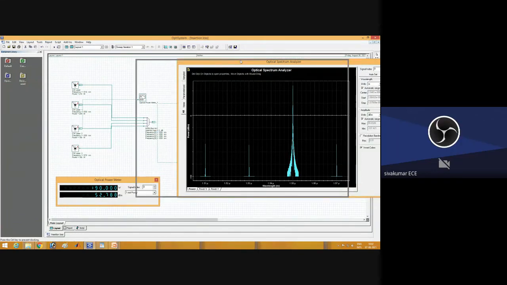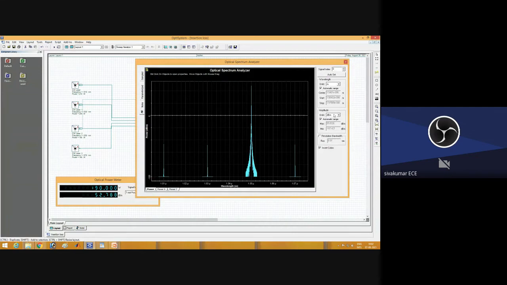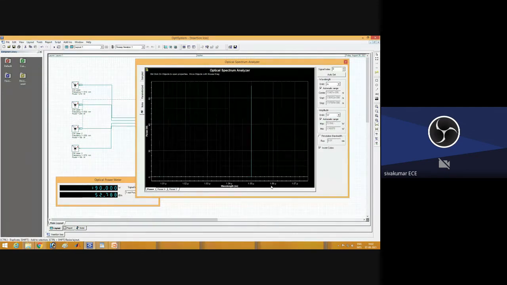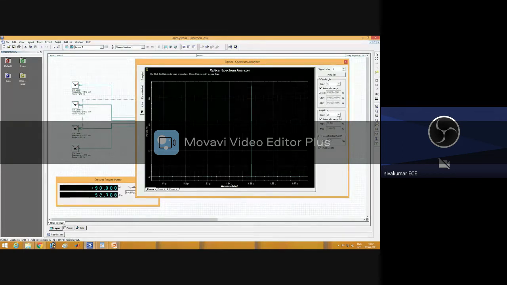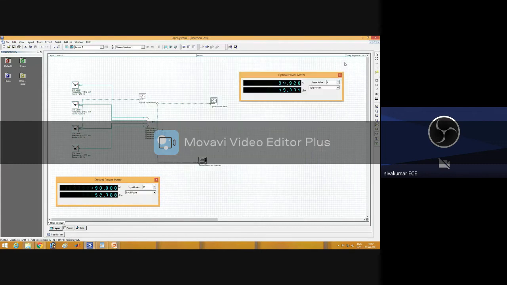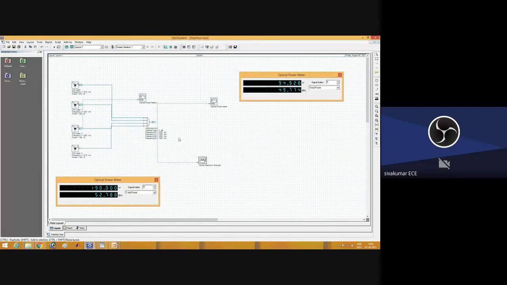Okay, if I want to check the power, you change the units. Here dBm is the unit. Just click watts, and you will get the value in watts. In this manner, you will get the output spectrum. Clear? This is for the insertion loss measurement.